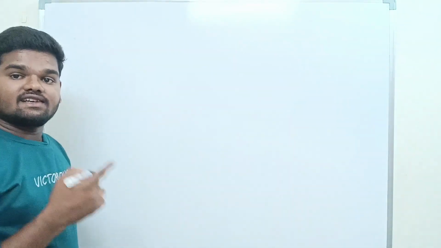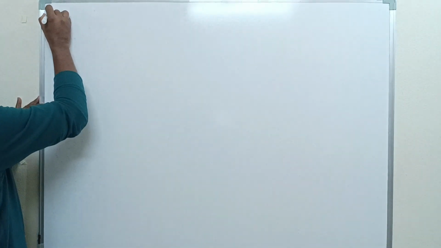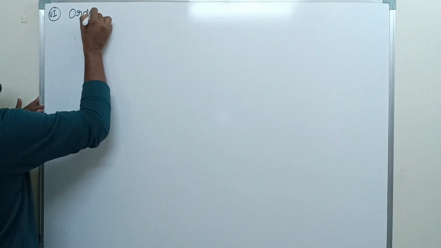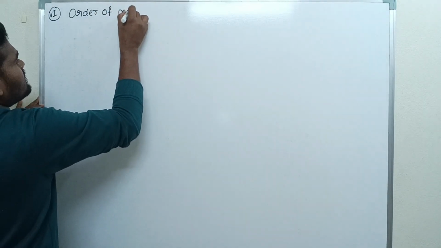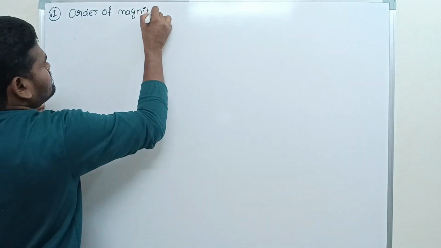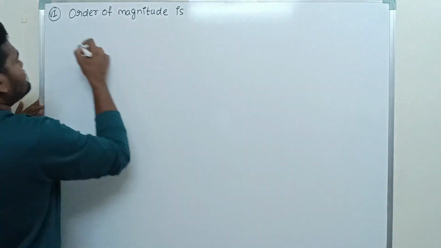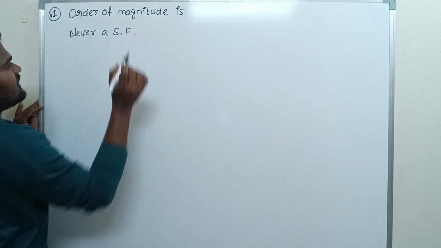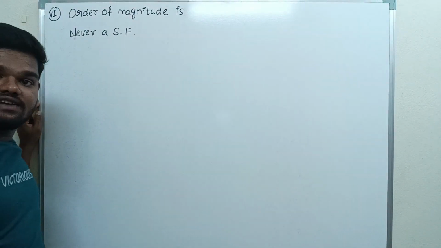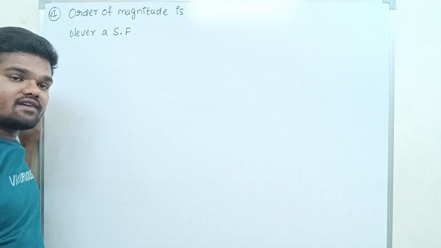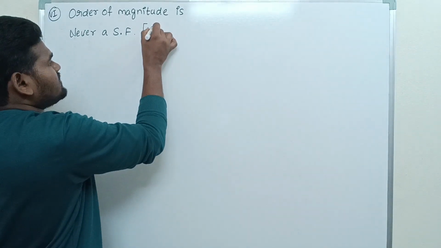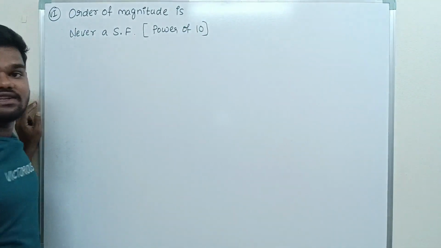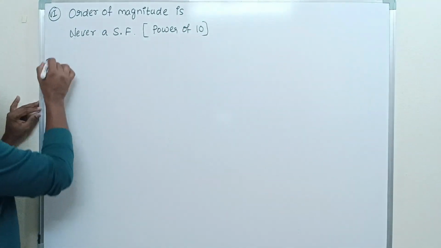Right. So let us see the sixth rule. Order of magnitude is never a significant figure. So have a look. What is the order of magnitude? Order of magnitude is nothing but what? Power of 10. Example.